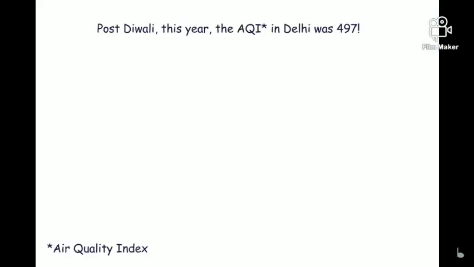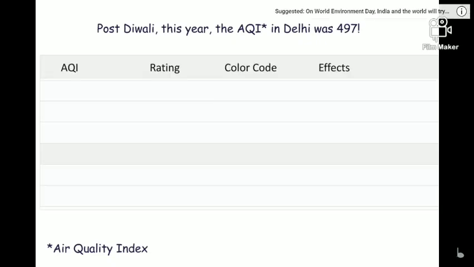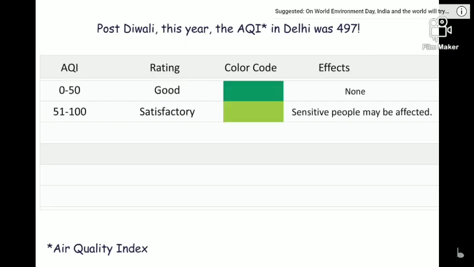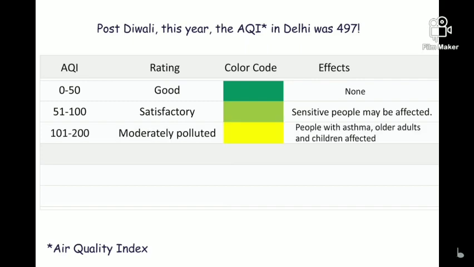Post Diwali this year, the AQI, that's the Air Quality Index in Delhi, was 497. 0 to 50, good. 51 to 100, satisfactory. Sensitive people might be affected. 101 to 200, moderately polluted. People with asthma and older adults and children may have a problem. 201 to 300, poor. Can cause discomfort even in healthy people.